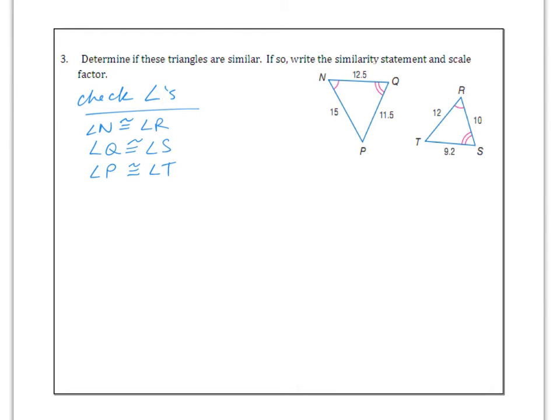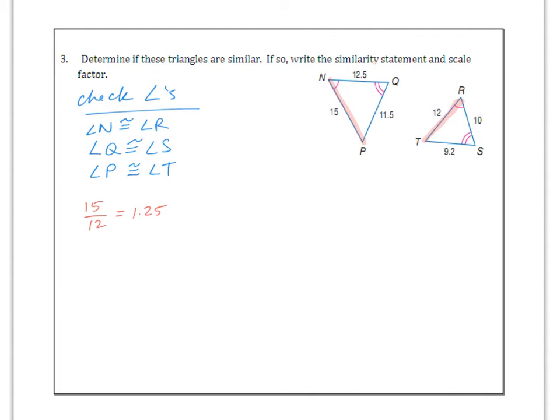Now think about the sides in this triangle. In the one on the left, the 15 is the biggest number. Between 15, 12.5, and 11.5, 15 is the biggest number. In the other triangle, 12 is the biggest number. So what I'm going to start with is 15 divided by 12. Now I'm going to grab my calculator, and I'm going to type in 15 divided by 12, and I get 1.25.